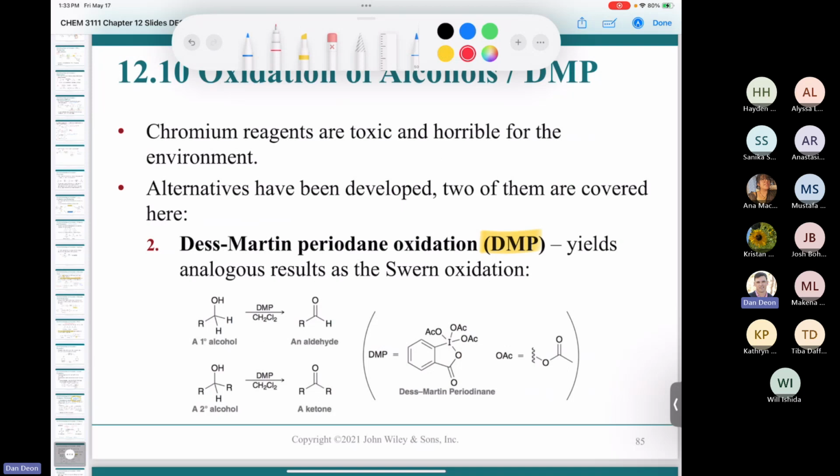And again, I'll put here no mechanism required. You don't have to memorize the mechanism of the Dess-Martin periodinane, but it's like a Swern, and it's weak. If you have a primary alcohol, it's going to stop at the aldehyde. It does not oxidize any further. It's not going to oxidize it to a carboxylic acid. And the same thing with the secondary alcohol, Dess-Martin periodinane oxidizes to a ketone.